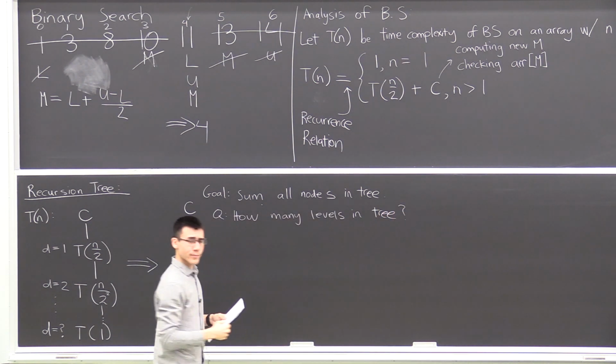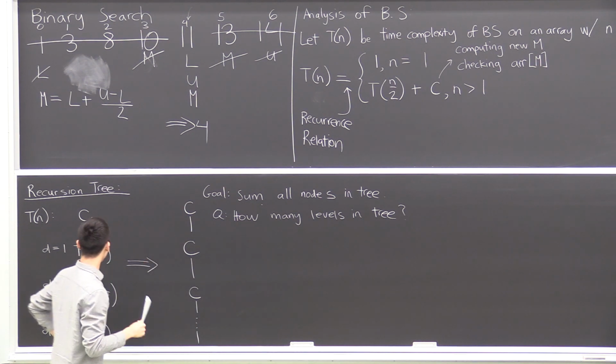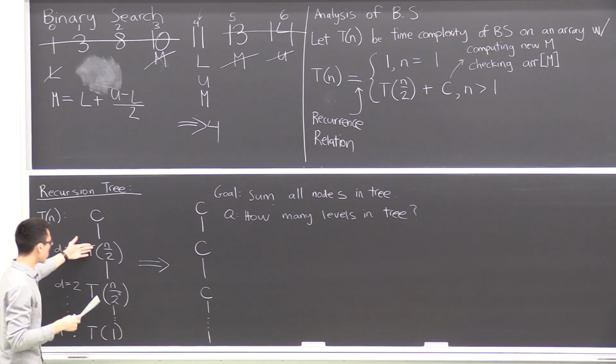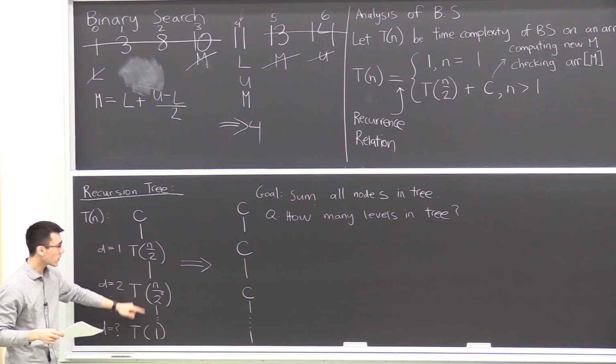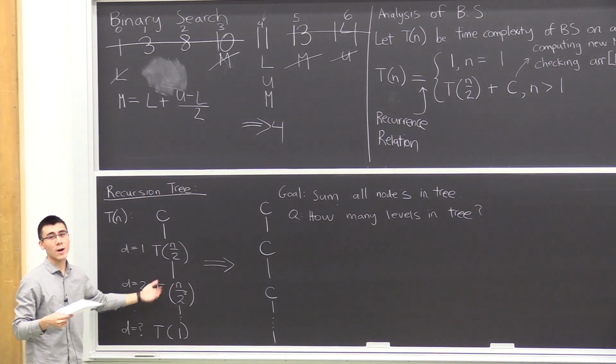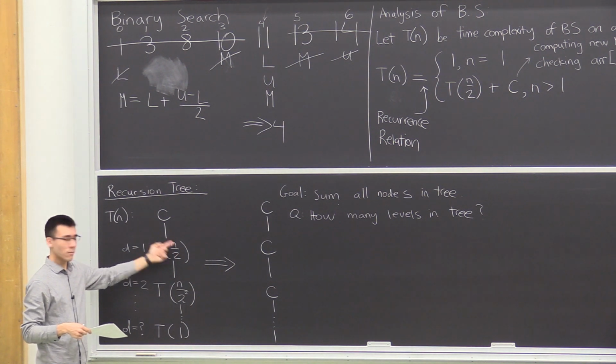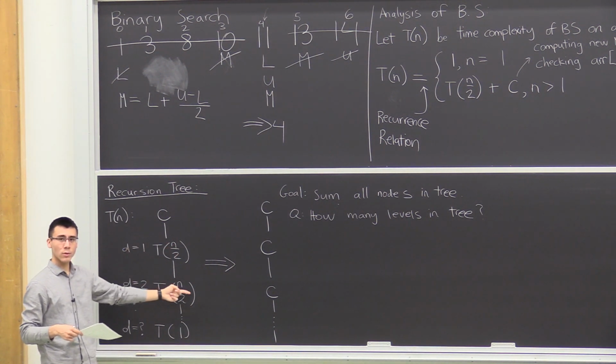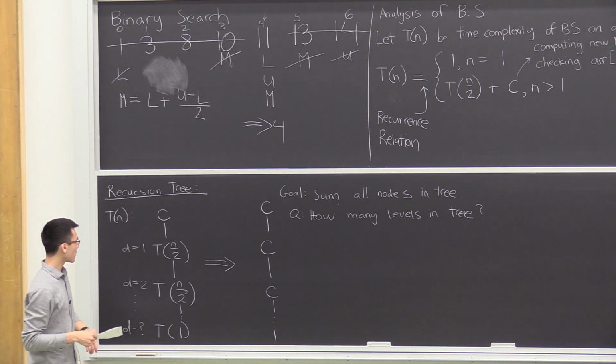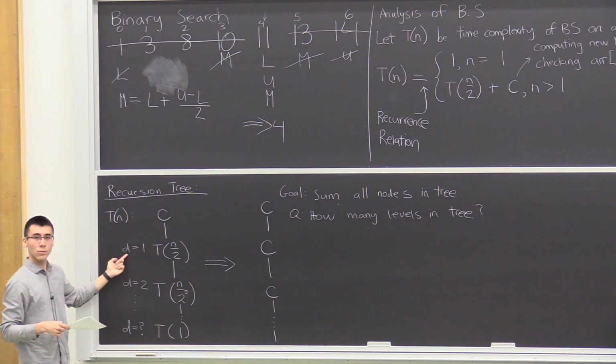Okay, so what we can do to solve this is, each of these little terms here is going to be n over 2 to a power. So in this case, it's n over 2 to the 1. This is n over 2 to the 2. And you can kind of see a pattern here, right? This is basically just n over 2 to the d.